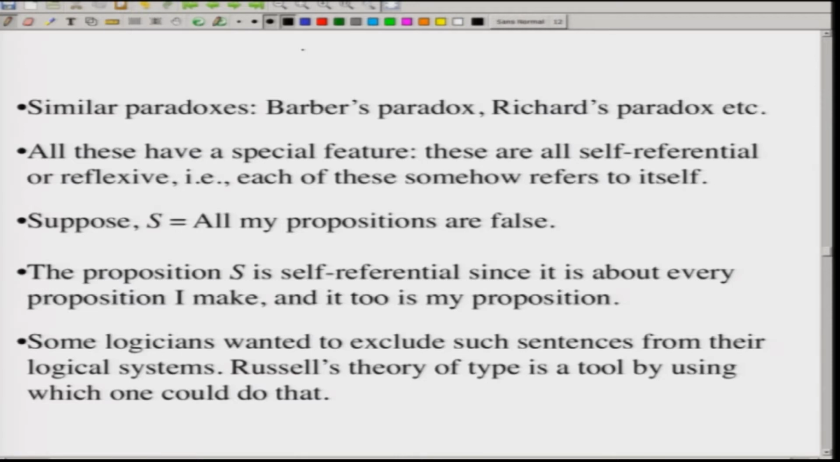Now, the problem is, all my propositions are false, and S is my proposition, hence S is also false, hence it is not true that all my propositions are false. These are the steps that lead us to the contradiction. Some logicians wanted to exclude such sentences from their logical systems, otherwise the system will be bad. Russell's theory of types helps us do that. The question is how.